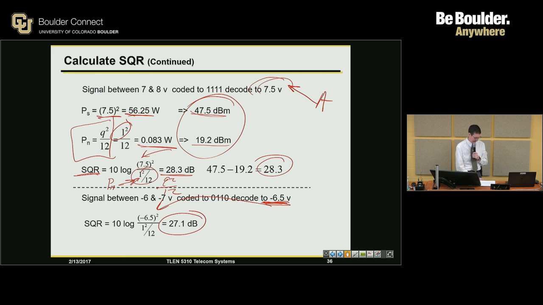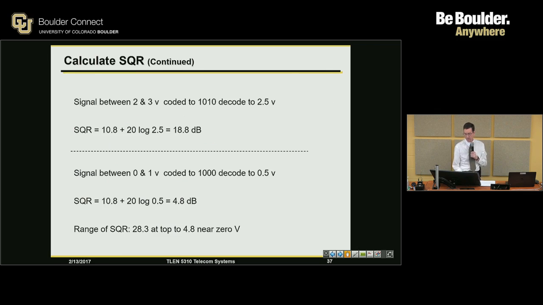Okay? And if I continue on that, say I get another signal that happens to be between 2 and 3 volts, my SQR is 18.8. Or if it's between 0 and 1, it drops down to 4.8. So my relationship is not a linear relationship. And what that means is that my smaller signals are going to have a different SQR than my large signals. And so if I'm transmitting something out there, my small signals are going to behave differently than my large signals.